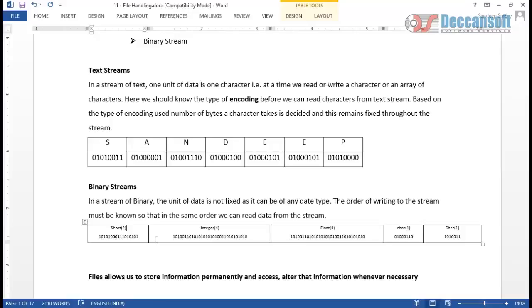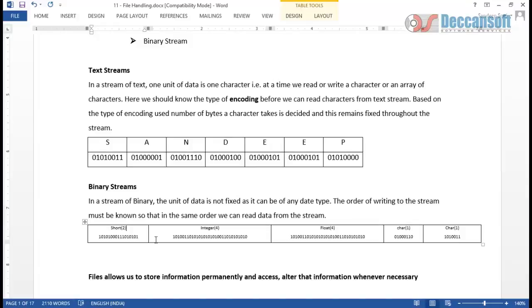But if you are opening a text file in Notepad, it will properly display all the text. Why? Because the text file has a fixed unit of data, that is 1 byte per character, and Notepad is pre-programmed to read 1 byte, display that as a character, read the next byte, display that as a character. So it is very simple.